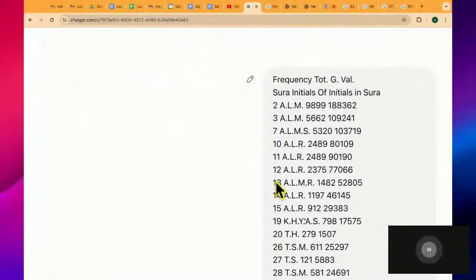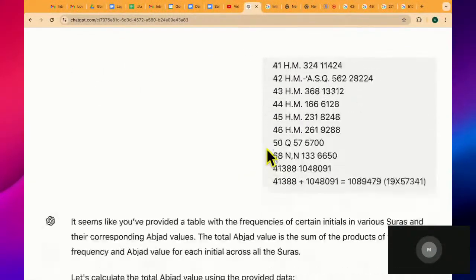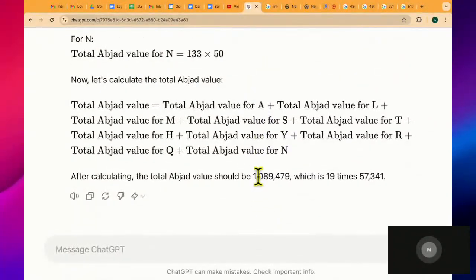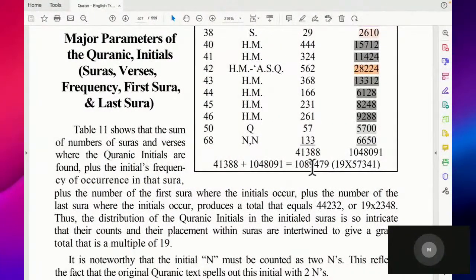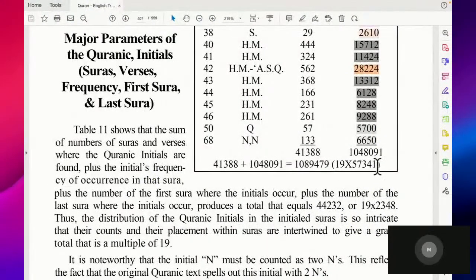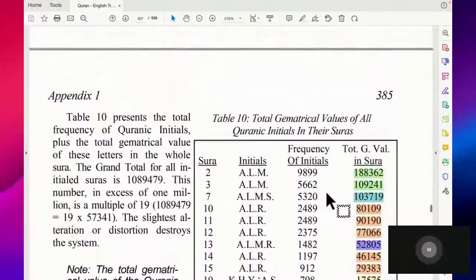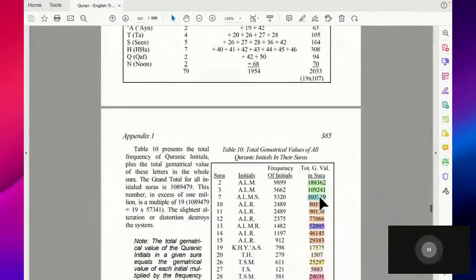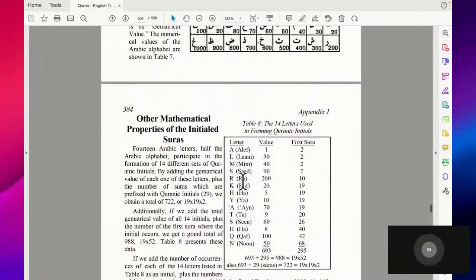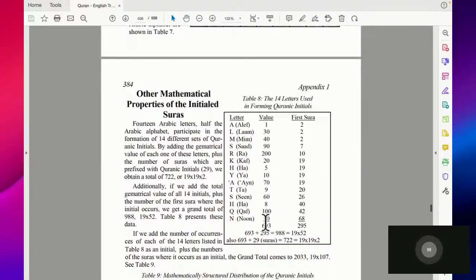And I just copied and pasted the whole table in ChatGPT, and I asked it to do the calculations, and it did the calculations. And by the end of it, it said that the same number appeared: 1,089,479, which is a multiple of 19. It's 19 times 57,341. So as you can see, this is a very exact and accurate mathematical system, which is binding all the initial surahs to one another, and how these letters are mathematically connected to one another.